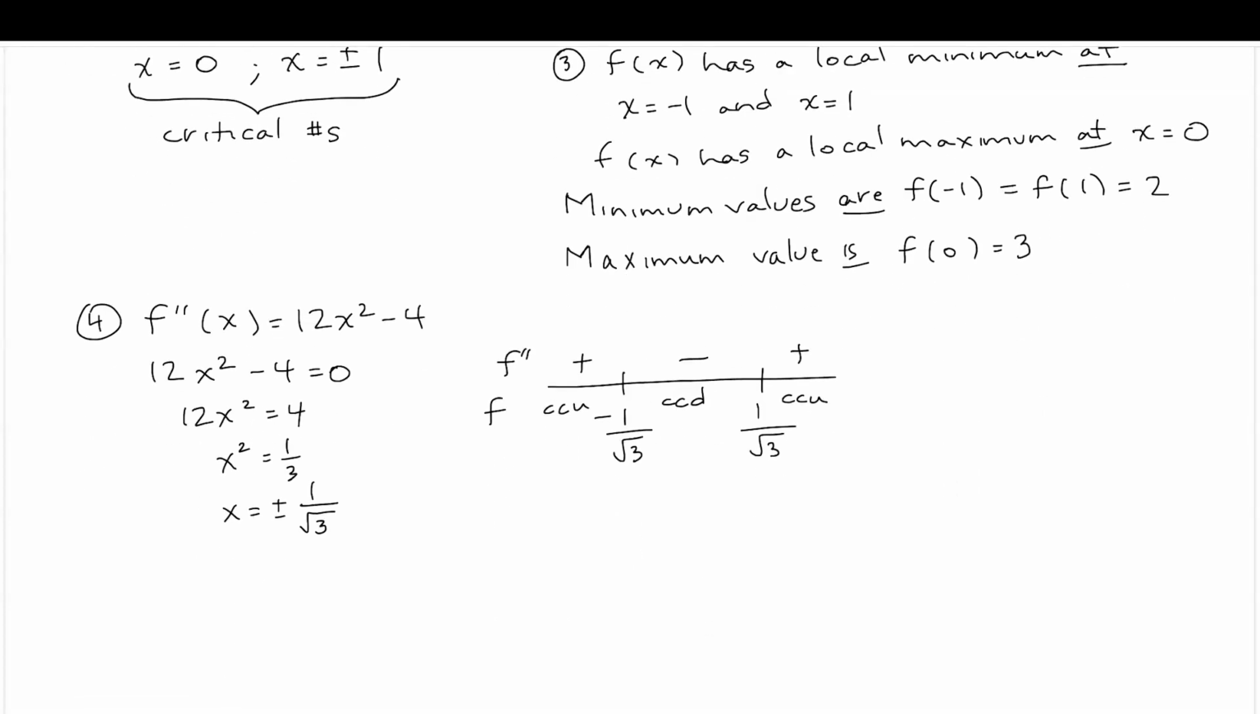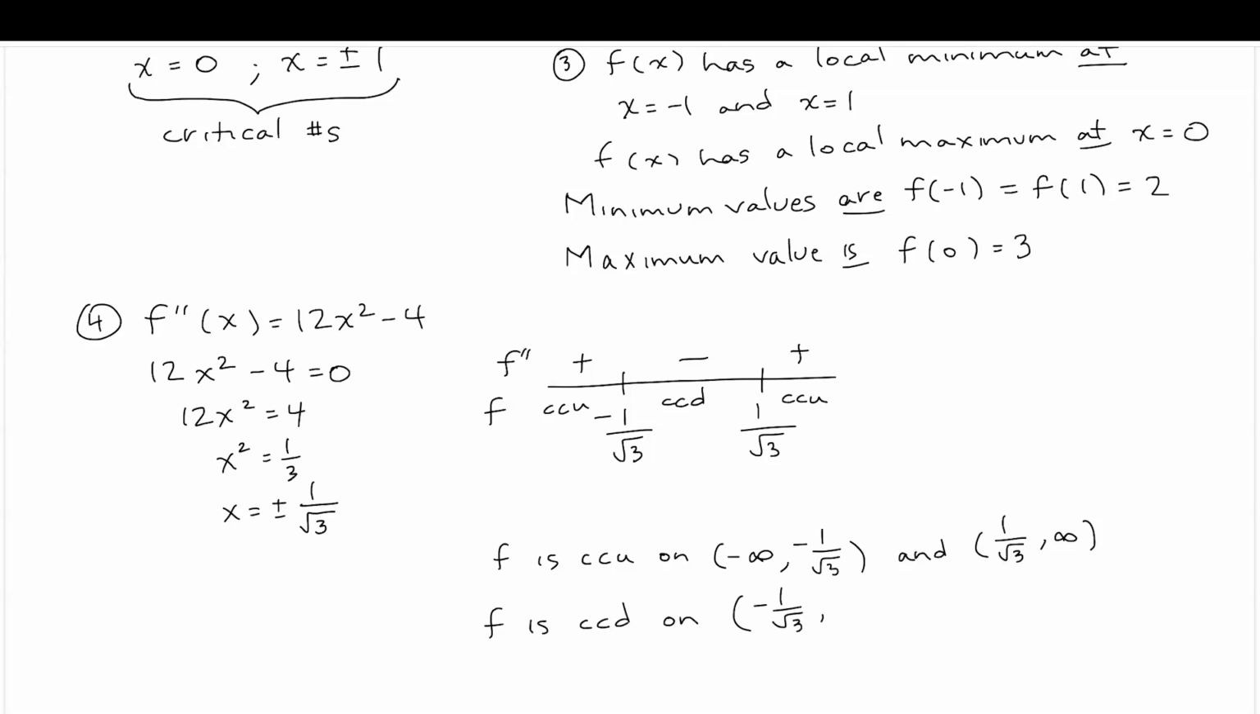So again, I can answer the question, f is concave up on the interval from negative infinity to negative 1 over root 3, and from 1 over root 3 to infinity. And f is concave down on the interval from negative 1 over root 3 to 1 over root 3.